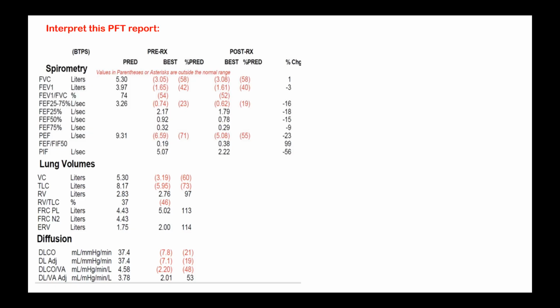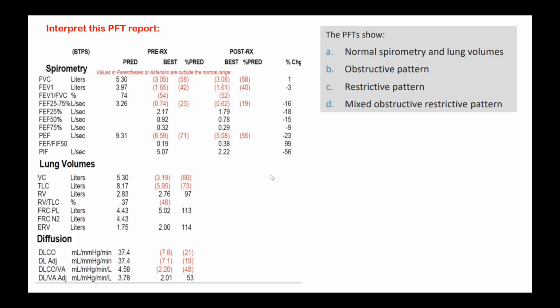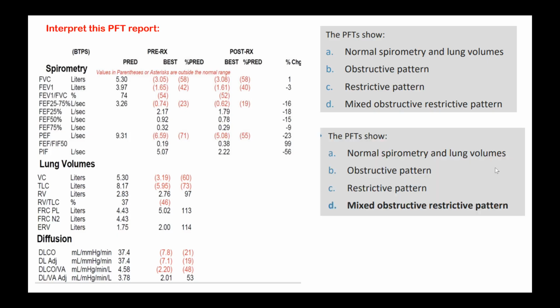Already I have shown you how to interpret. Obstructive, sir, the major pattern is obstructive, but TLC is also very grossly low, isn't it? Yes, sir. The choices are normal, obstructive, restrictive, or mixed obstructive restrictive. Mixed obstructive restrictive, it is B, because TLC is also low. Yes. Total capacity is also low.